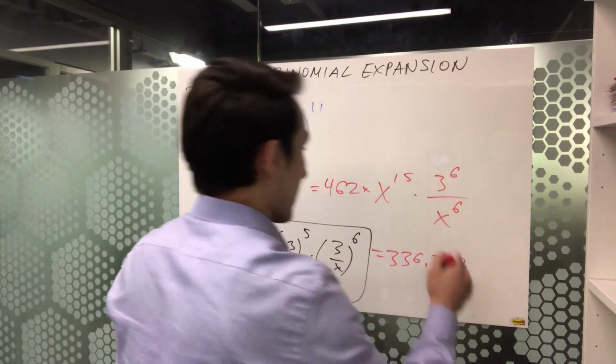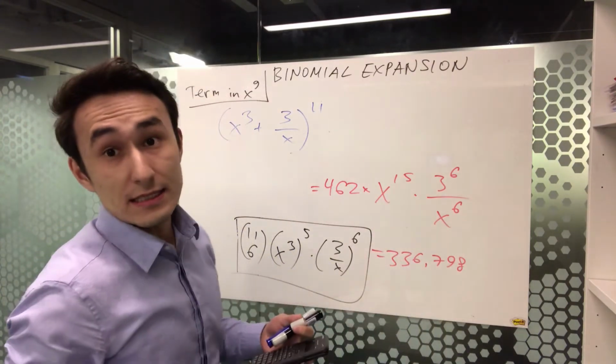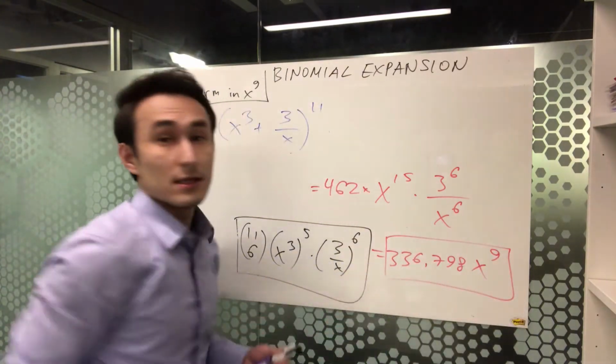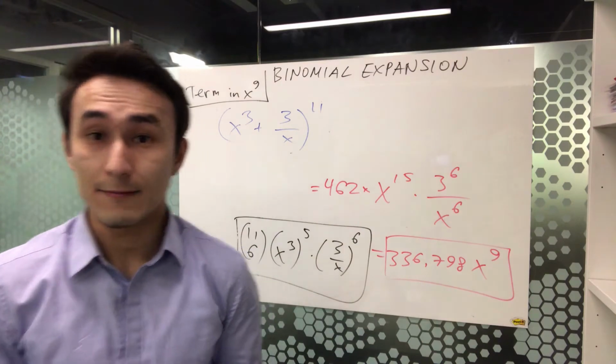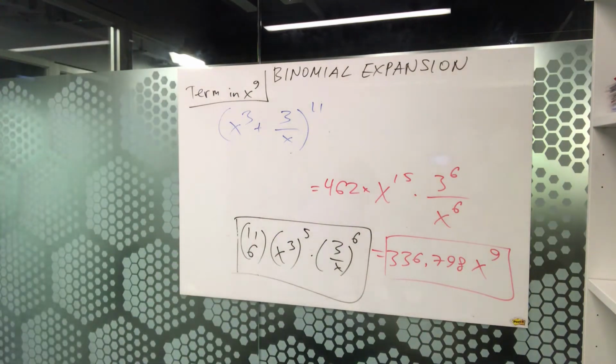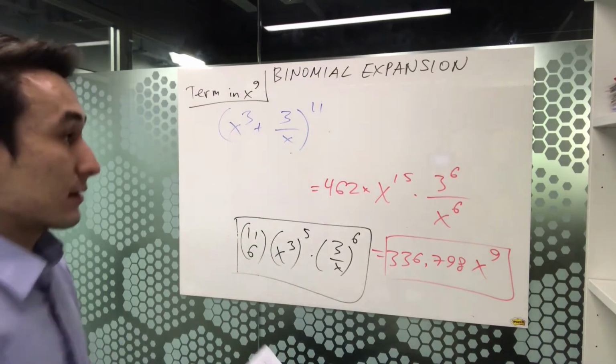336,798. And then x15 divided by x6 is x9. So the final answer is this. This is the term in x9. You don't need any other terms. That's the only thing that you need. Okay, this is question 2.